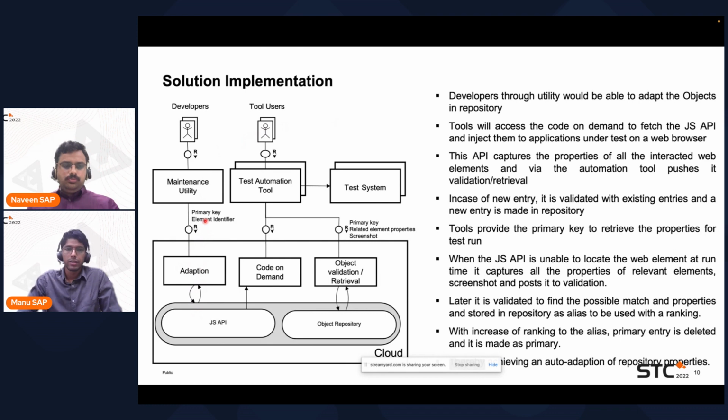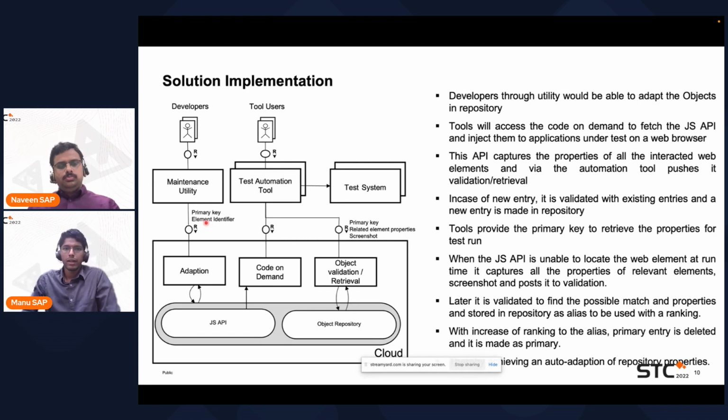This will in turn inject the JS API onto the application and, using that, fetch the required properties and pass them on to the microservice. This will create and update the entries in the object repository and return the primary key mappings. These primary key mappings will basically link the test objects to the object repository, and from this point on, this mapping will be used for the maintenance of the test objects.